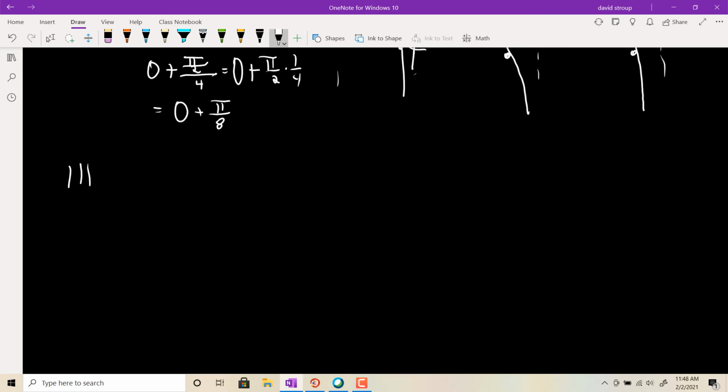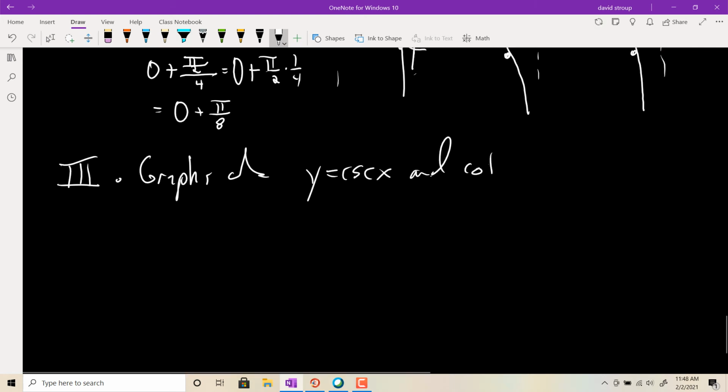Let's look at now cosecant and secant. So graphs of y equals cosecant x and secant x.